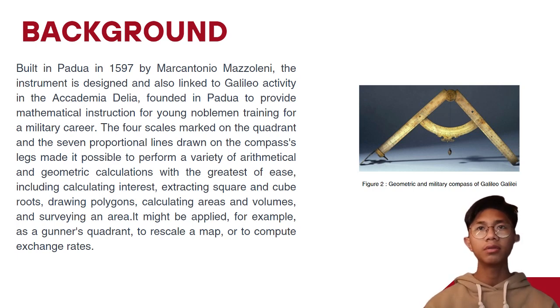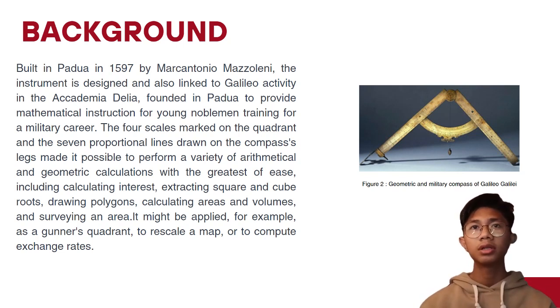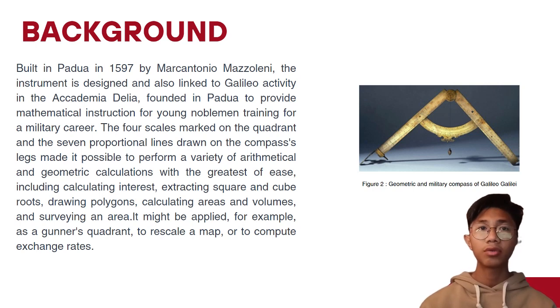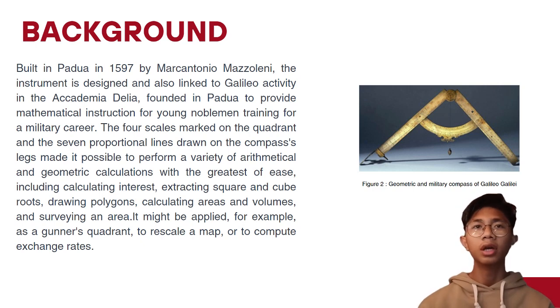Built in Padua in 1597 by Marcantonio Mazzolini, the instrument was designed and also linked to Galileo's activity in the Accademia dell'Arte, founded in Padua to provide mathematical instruction for young noblemen training for a military career. The 4 scales marked on the quadrant and the 7 proportional lines drawn on the compass legs made it possible to perform a variety of arithmetical and geometric calculations with the greatest of ease, including calculating interest, extracting square and cube roots, drawing polygons, calculating areas and volumes, and surveying an area. It might be applied, for example, as a gunner's quadrant, to rescale a map or to compute exchange rates.